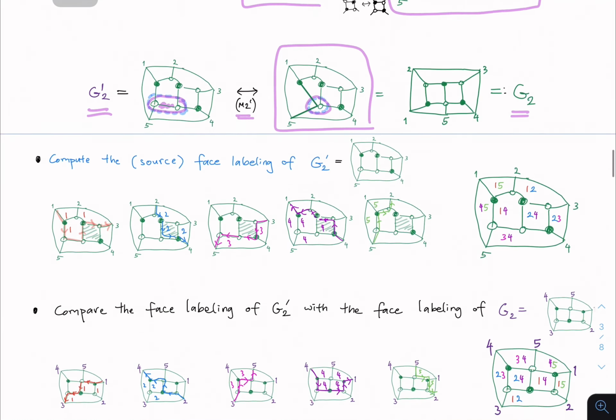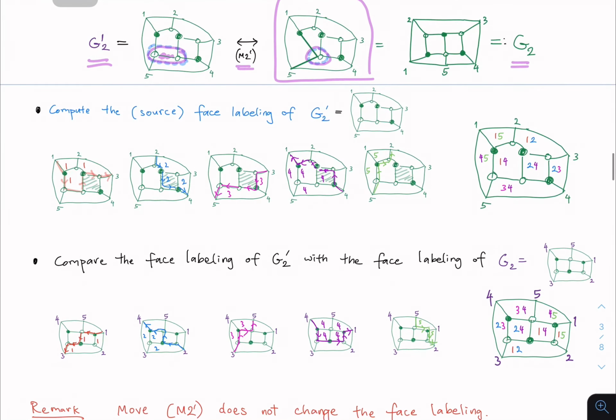So now let's look at the example of computing the phase labeling for G2 prime. So this was G2 prime, and it's the same rule as before. Here I draw all of the trips, and I put the label of the starting point on the left side of the path.